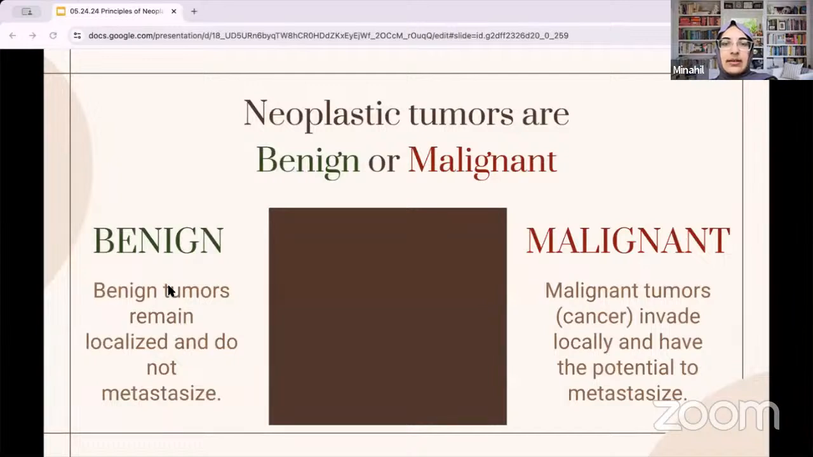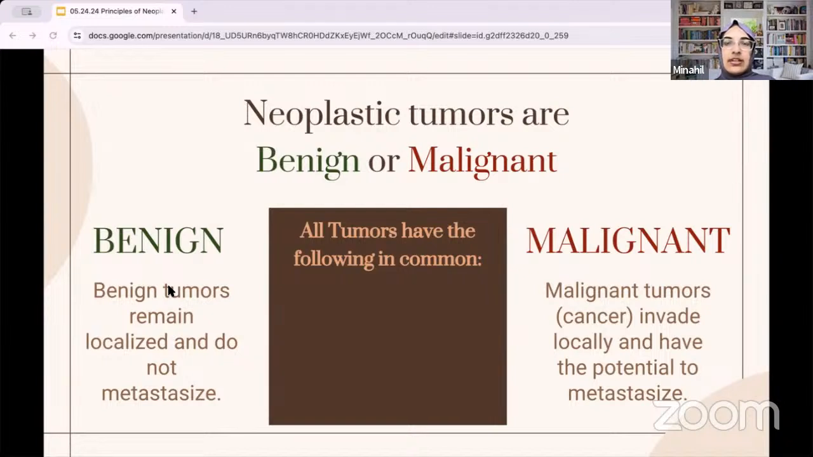All right. Now, I wanted to talk one more time about the commonalities between benign and malignant tumors. So again, benign tumors remain localized and do not metastasize. I'm highlighting the main difference between benign and malignant tumors. Whereas malignant tumors tend to invade locally and have the potential to metastasize. So all benign and malignant tumors have the following things in common.